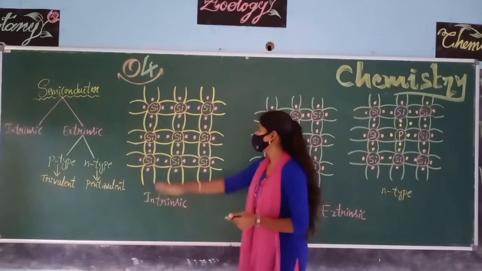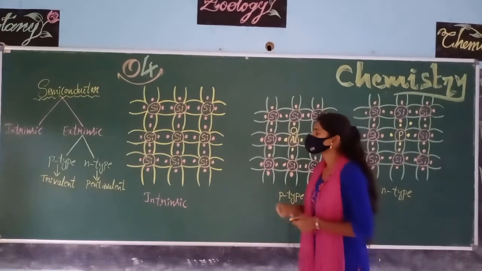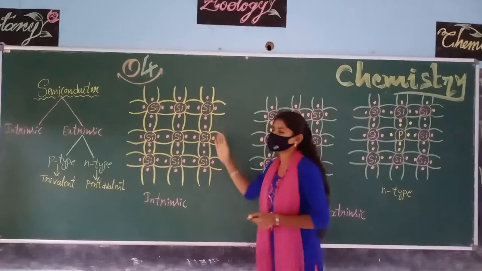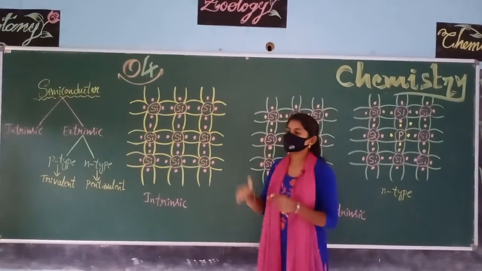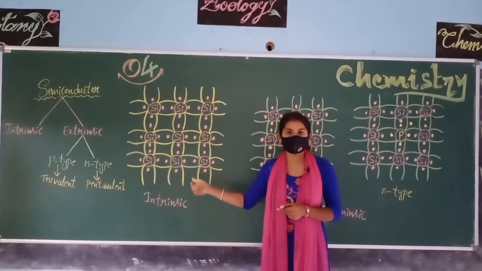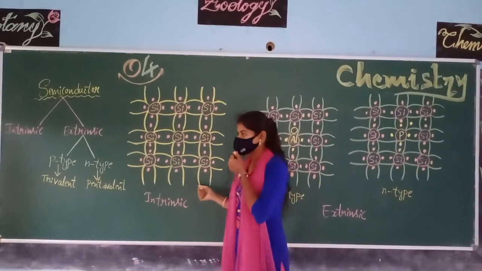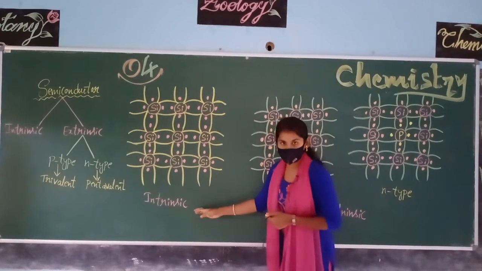You can see here, this is a diagrammatic view showing an intrinsic semiconductor. In this intrinsic semiconductor, we can see only the silicon atoms. No other atoms are added. That means no other impurities are going to be added to this semiconductor. So this is the purest form of the semiconductor, no impurities are added. So this is about intrinsic semiconductor.